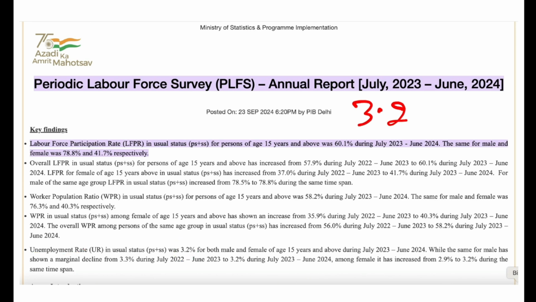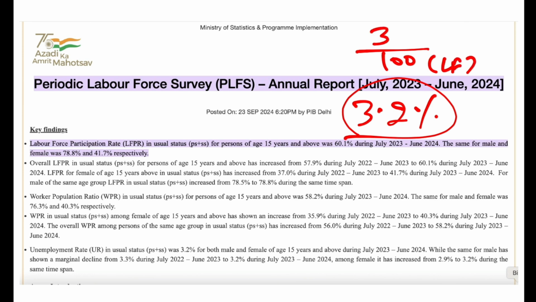So 3.2% was the unemployment rate, which means what? For every 100 people who are in the labor force, 3.2 people, they are unemployed. They are unemployed, right? So that is the unemployment rate.